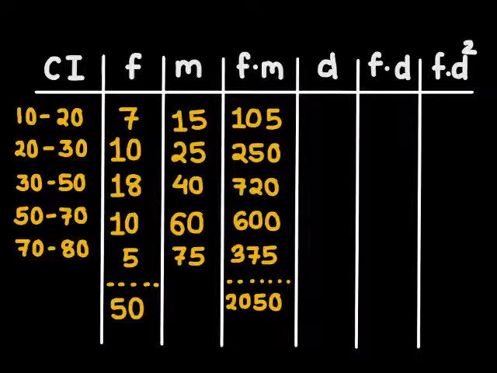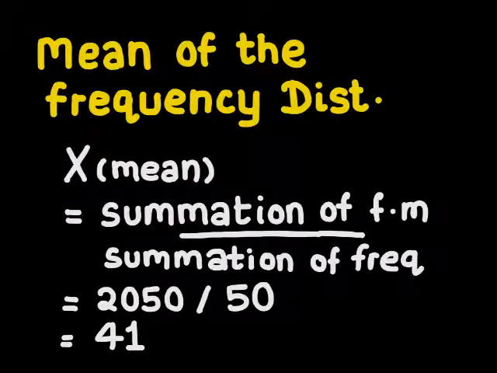The fourth column has frequency and the mid value multiplied. The fifth column has the deviation. The sixth column has the values for frequency multiplied by the deviation. The seventh column has frequency multiplied by the square of the deviation.